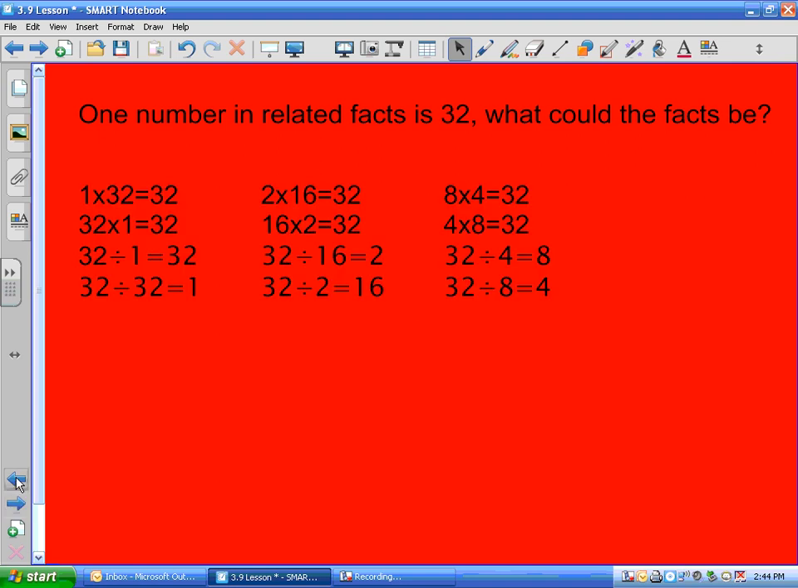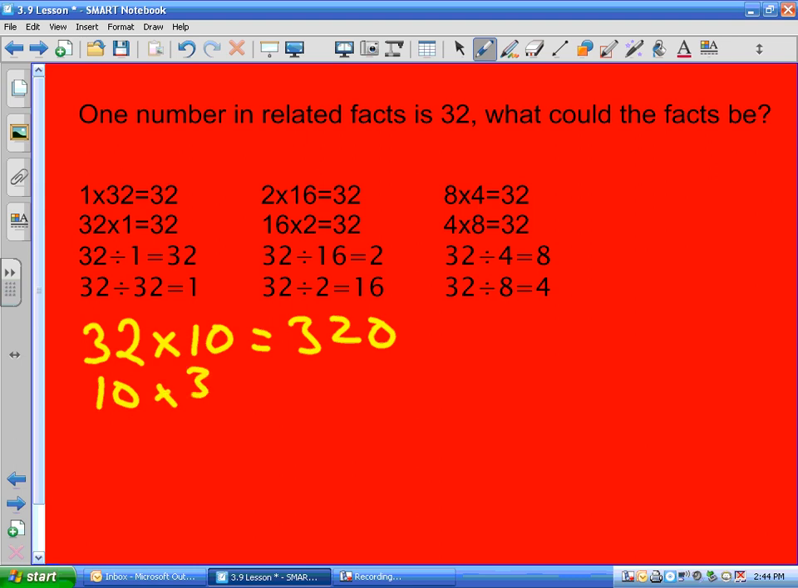But we know that we just didn't go far enough. I could also have done 32 times 5. There's 32 times 10, and 10 times 32 is equal to 320. And 320 divided by 10 equals what? 32. That's 32, correct.